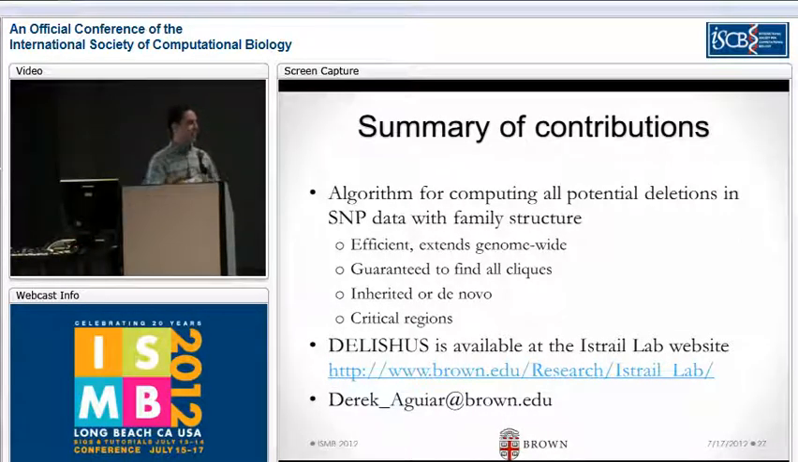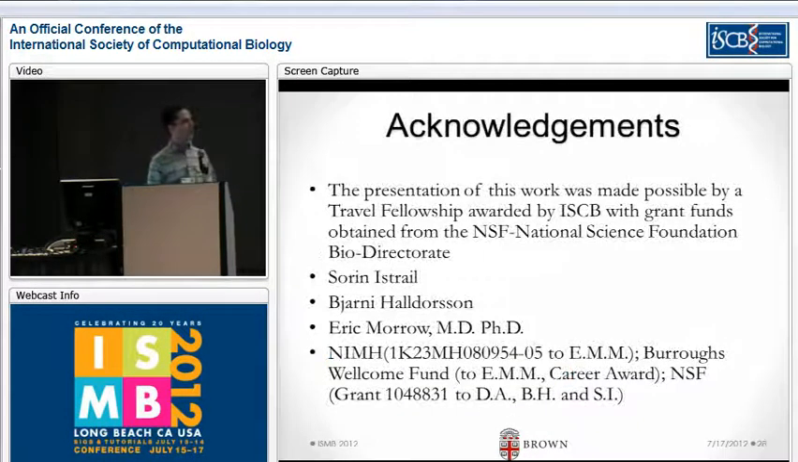DELISHUS is available at the lab website, and I want to stress it is an alpha version. If you have any questions regarding how to run it, or if you'd like to collaborate, then please drop me an email at derek_aguiar@brown.edu. We're continuously trying to upgrade the documentation and to provide more of the features that were used in this paper to the general public. And it is a Java implementation, so it'll be easy to run on any machine.